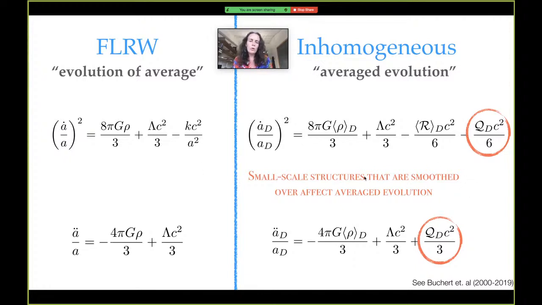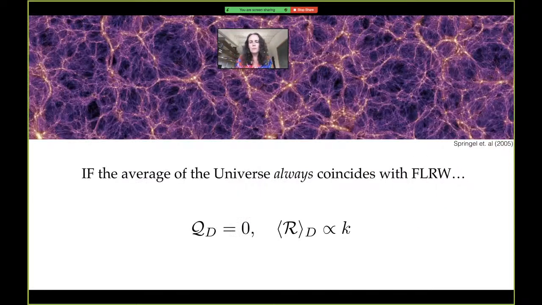So obviously these two equations are not the same. There are some differences. In order for them to coincide, or for the assumptions of modern cosmology to be correct, that the average of our universe always coincides with FLRW, we need this extra term Q_D to be identically zero. And we also need our average curvature to go something like the FLRW constant K.